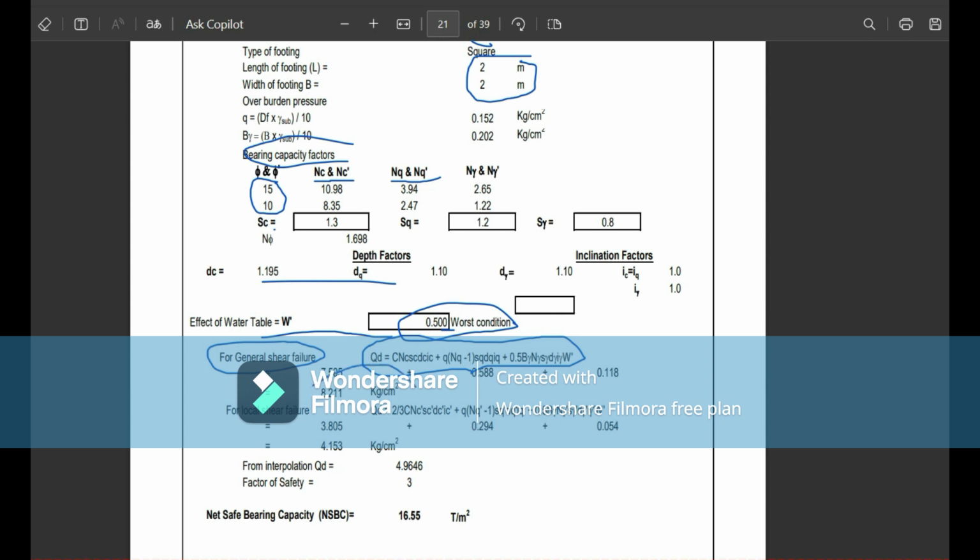This formula is given by IS 6403. The result is 8.21 kg per square centimeter, then converting to ton. For local shear failure, they put in the formula two third of the cohesion C and two third of the phi angle. So we have local shear failure reduced to 4.53. Then the bearing capacity is calculated as 16.555 ton per meter square.